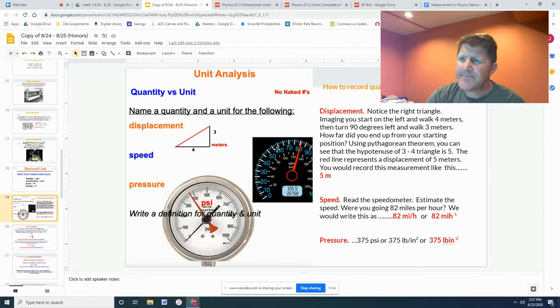Okay, speed. When I come over here and I look at this speedometer, I can see it's a little past the 80. It looks to be about 82. And if I'm here in the United States, that's going to be registering as 82 miles per hour, mph. You'll see it as miles divided by hours, or you might see it as miles and then hours to the -1. So that they all read the same thing, miles per hour. If I'm talking about pressure, if I look at this pressure gauge and I see it's about 375 psi, pounds per square inch, I would write that as pounds divided by inches squared, or pounds inches to the -2.